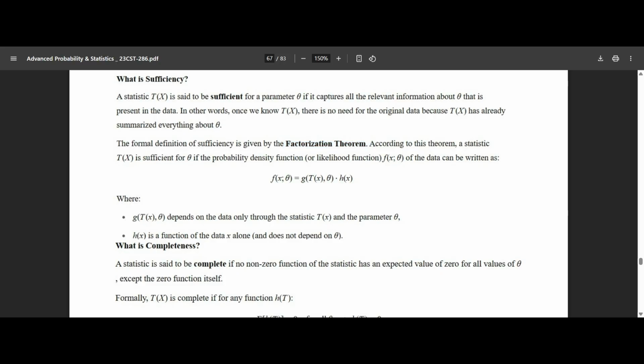Similarly, you also divide f(x) into one term containing theta and another term independent of theta. Okay, so here g of T(X) comma theta depends on the data only through the test statistic and the parameter, whereas h(x) is a function of the data x alone. It does not depend on theta. So please remember this particular condition of sufficiency.